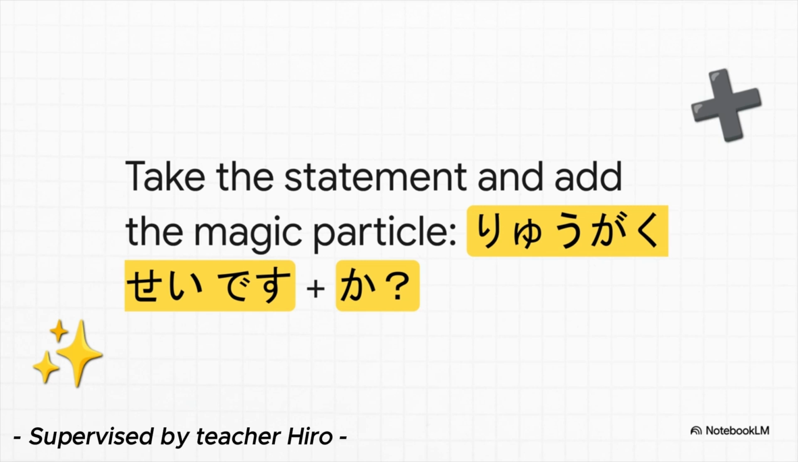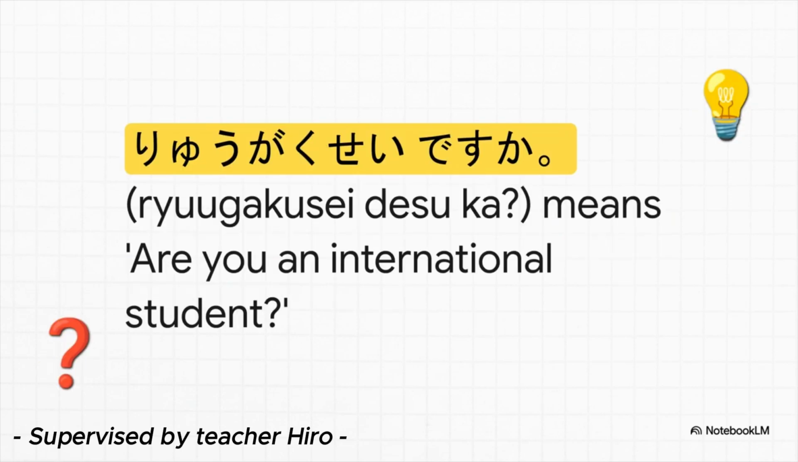We take that perfectly good statement, and we just place our new particle, ka, right at the very end. That's all we're going to do. And there you have it. 留学生ですか? That statement has been instantly transformed into a question. The word order is identical. The only difference is that one little sound at the end. It is literally that easy.